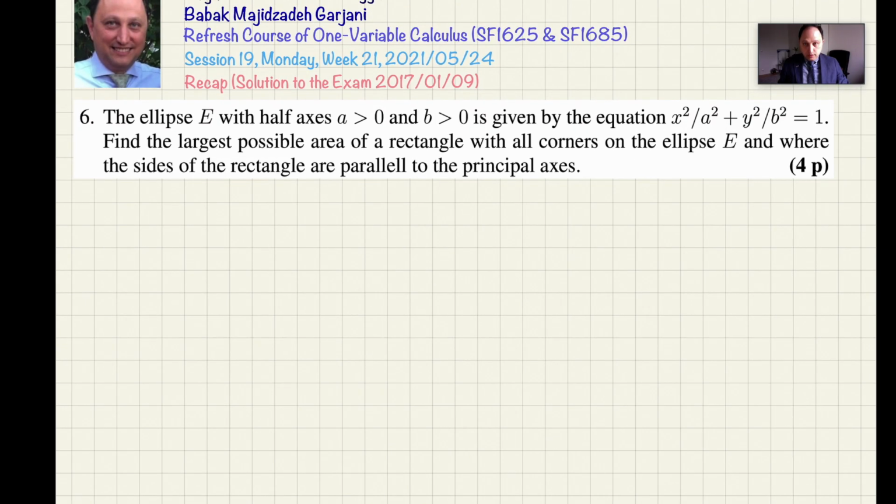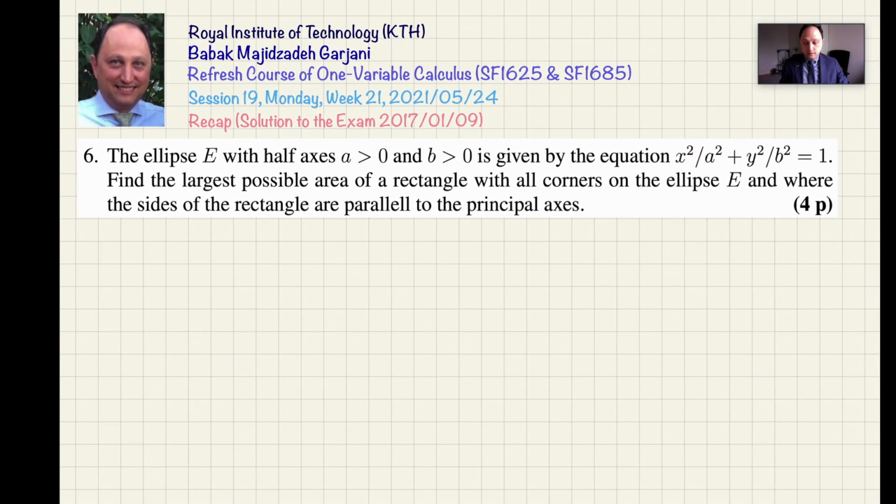Okay, so now let us go and solve the next question. The ellipse E with half axes A and B both greater than 0 is given by this equation. Find the largest possible area of a rectangle with all corners on the ellipse E and where the sides of the rectangle are parallel to the principal axes.